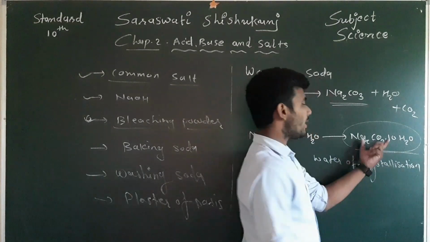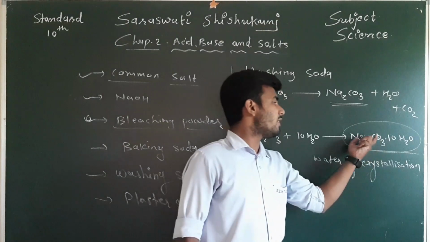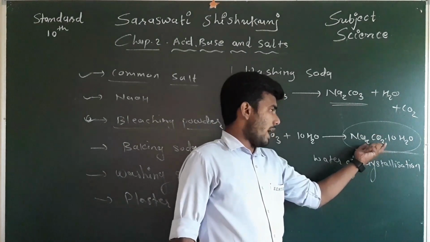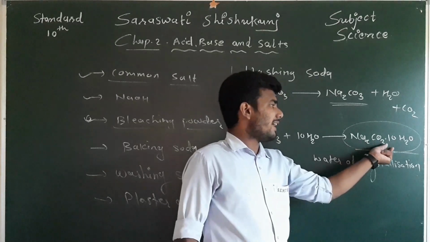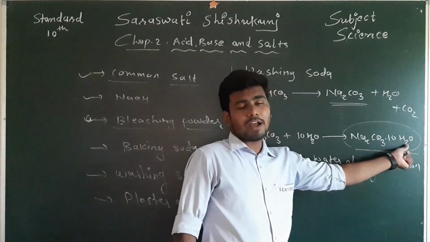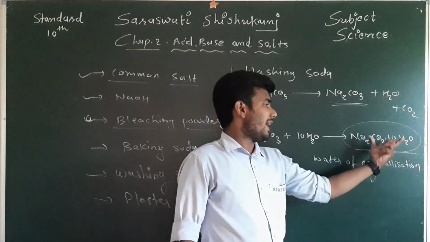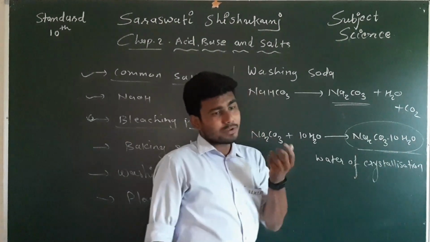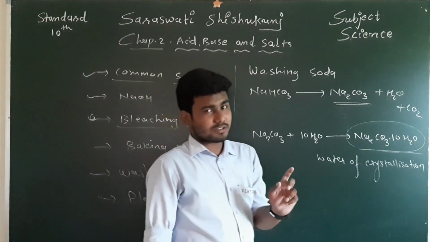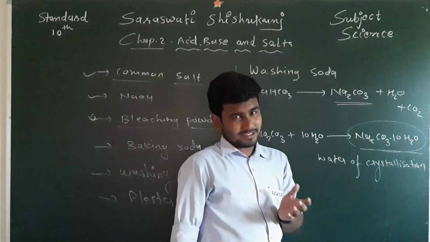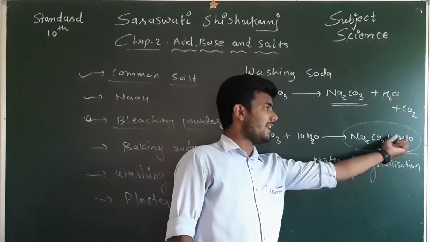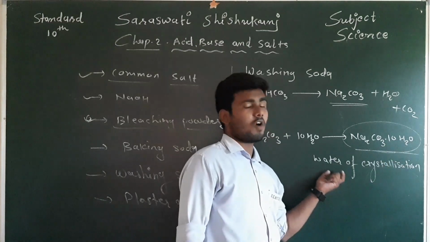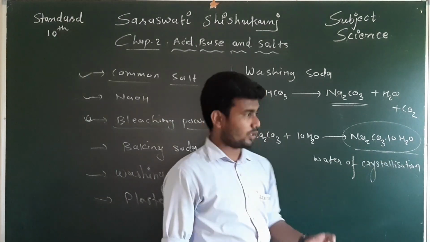Here you can see that in one crystal of washing soda, there is one Na2CO3 and there are 10 molecules of H2O, right? That means even though you look at it as a solid, it is not anhydrous. There is some level of water present in it, and this 10H2O is called our water of crystallization.